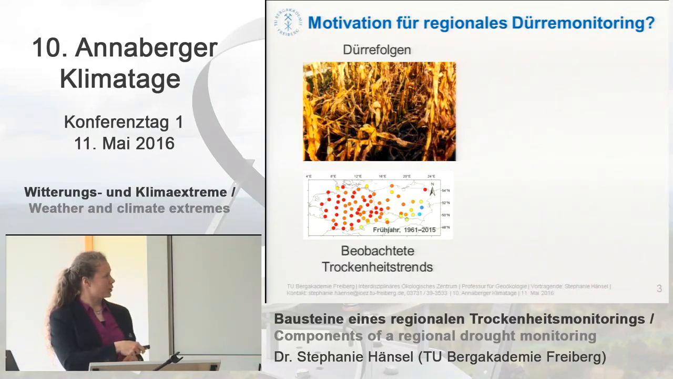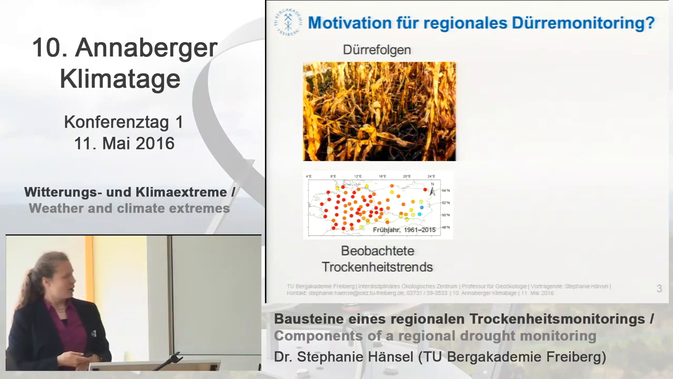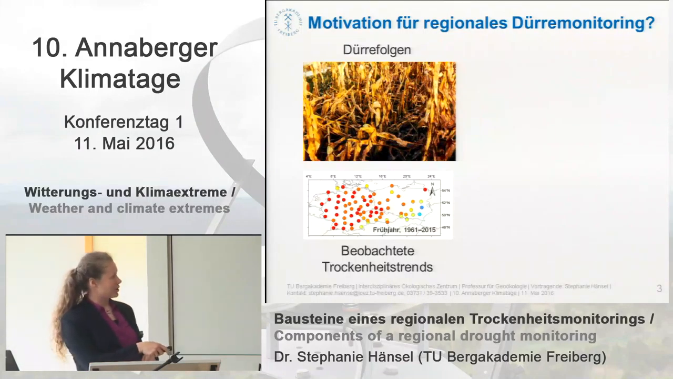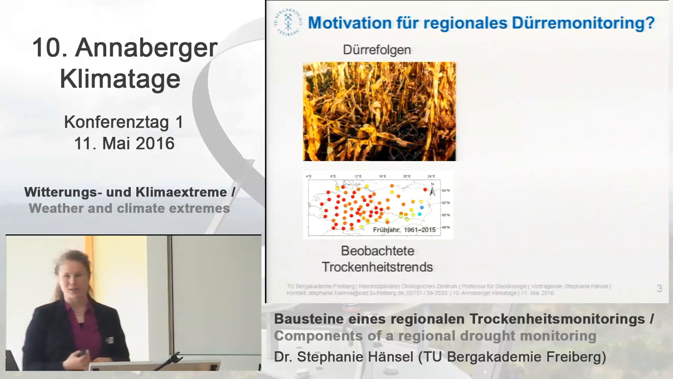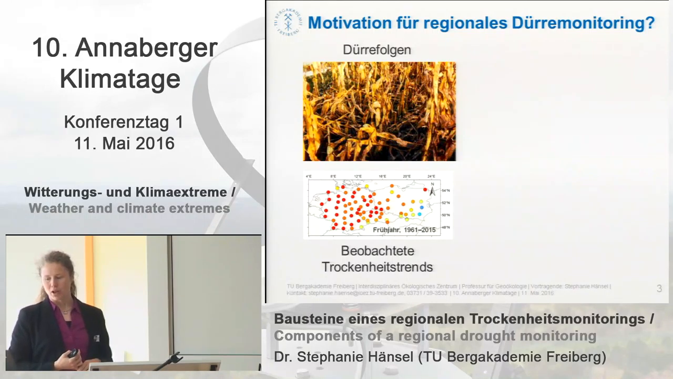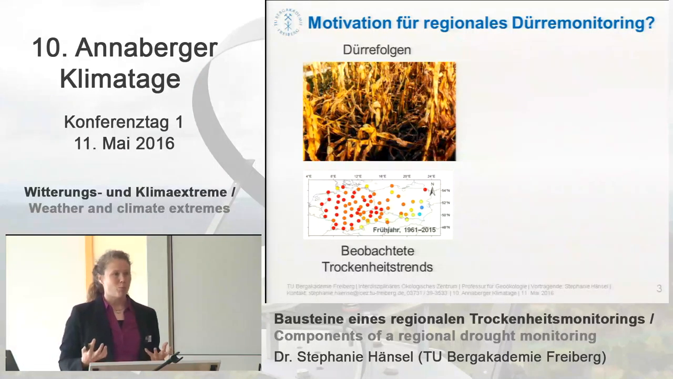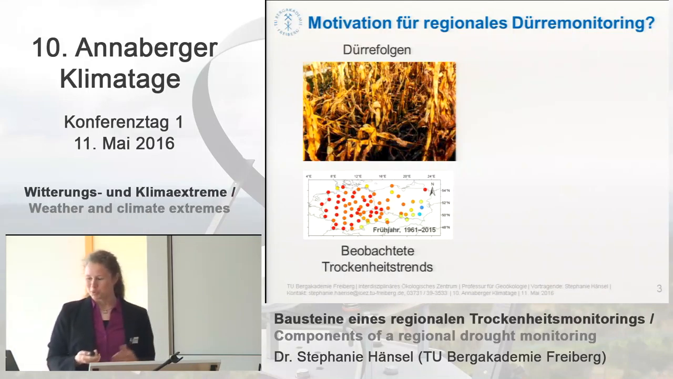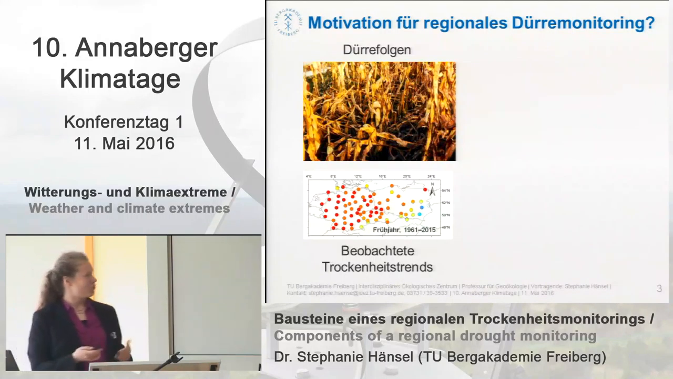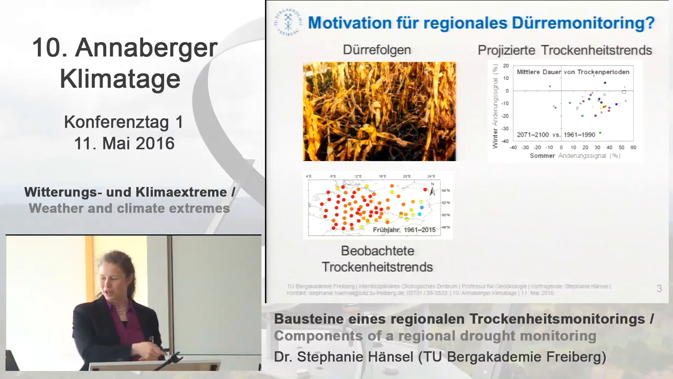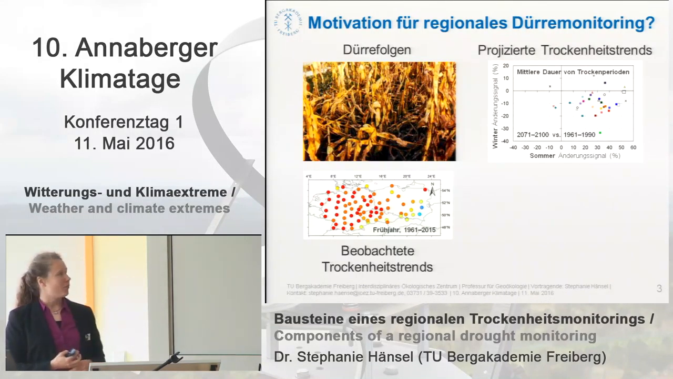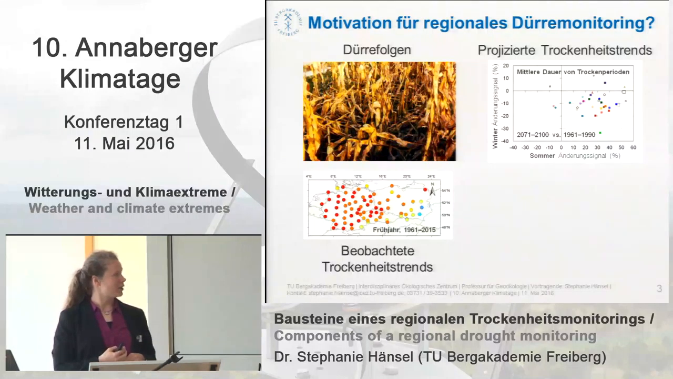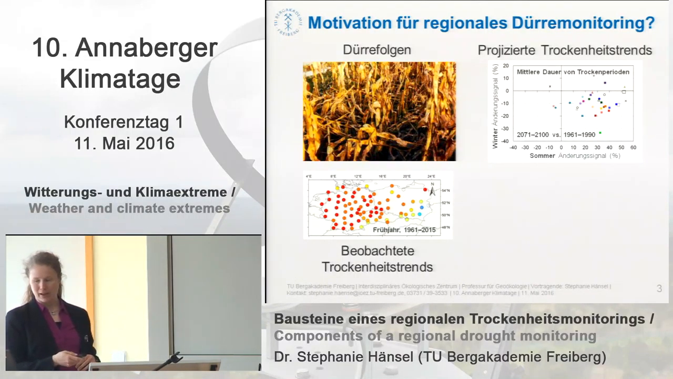On the other hand, we have already observed dryness trends in the period between 1961 and 2015. We have a clear trend. The more red, the more orange, the higher the trend towards dryness and even drought. So there is a general trend to more dryness in springtime and early summer. And so we have an empirical database supporting our felt need for a regional drought monitoring system.